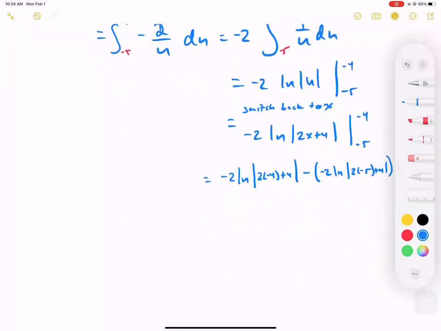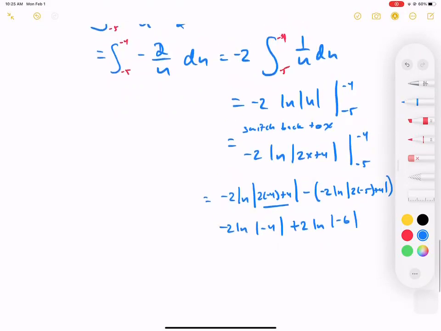So here's the part I want you guys to notice right here. This inside part, that's going to be -8 plus 4 is -4. Then -2 natural log of -4, minus 2. I'm going to write plus 2 right now. Natural log, and the inside is going to be 10 minus 4 is -6. Okay, so I'm going to leave it there. The negatives go away. Okay, sure, whatever. I'm just going to leave it there for now.